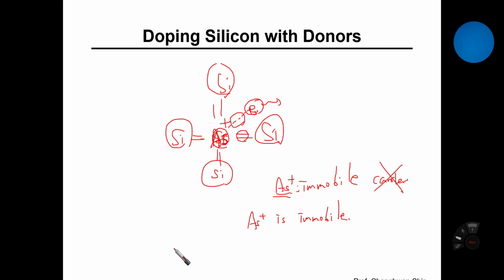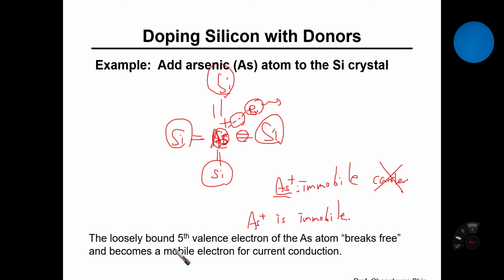So the loosely bound fifth valence electron of the arsenic atom breaks free. I'm talking about this physical event, and it becomes a mobile electron for current conduction. So in pure silicon crystalline material, how many dopant atoms, how many donors are doped into the silicon crystalline material, the total number of free electrons for current conduction can be determined. Okay, so remember this equation.